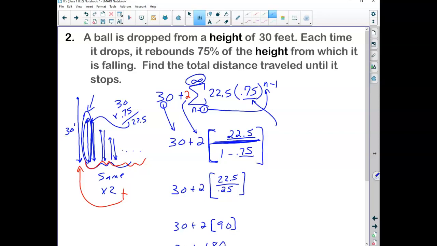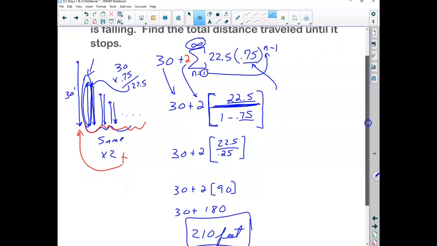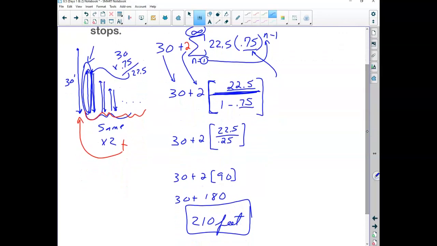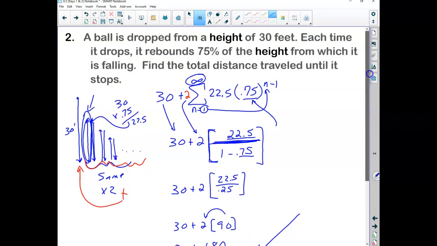Well, 22.5, oh, that's quarters. I love dividing quarters. Well, that's like thinking $22.50 has 90 quarters in it. If I take my 90 times 2, that's 180 plus my original 30-foot drop. That ball is going to travel 210 feet by the time it finally comes to a rest.